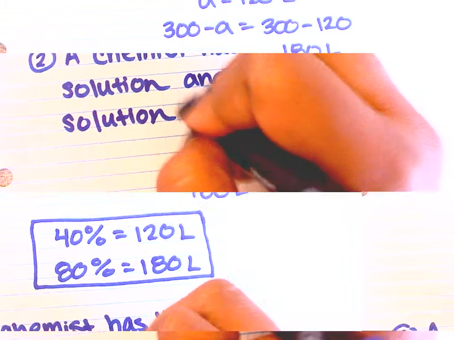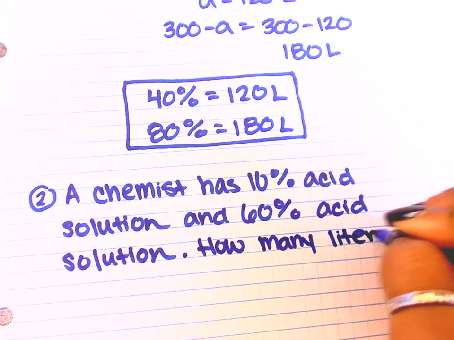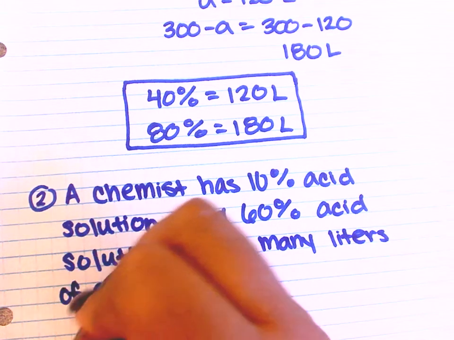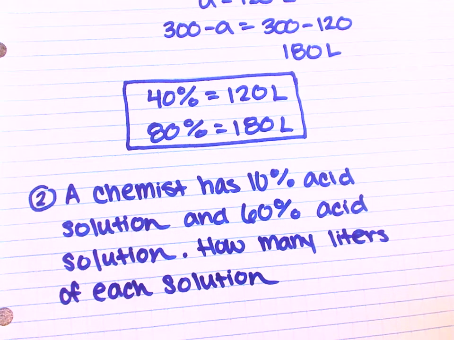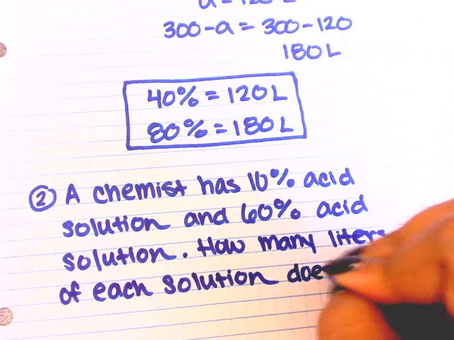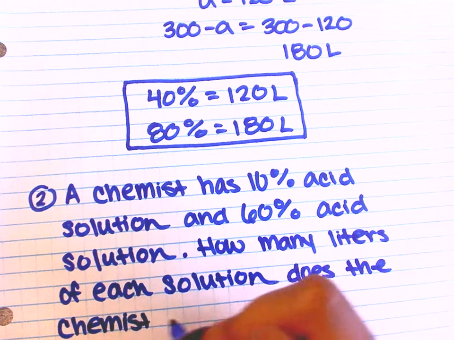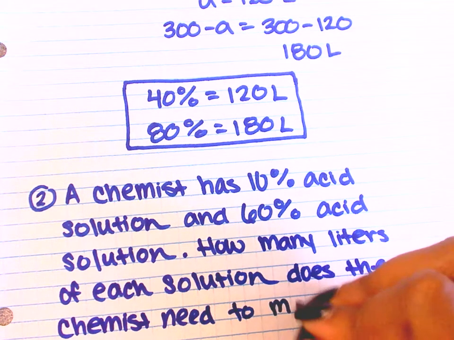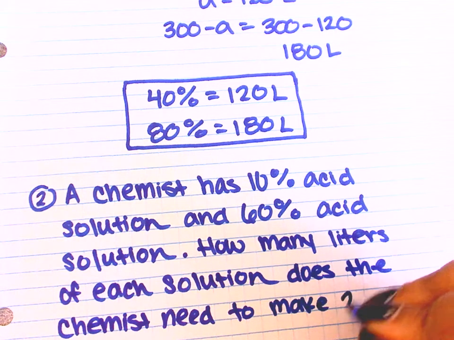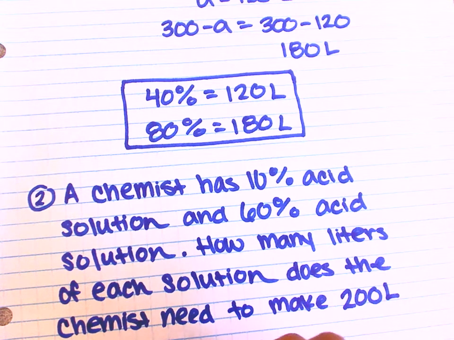How many liters of each solution does the chemist need to make 200 liters of a 50% acid solution?